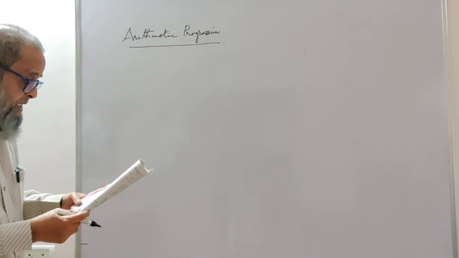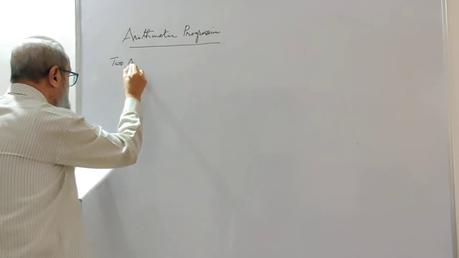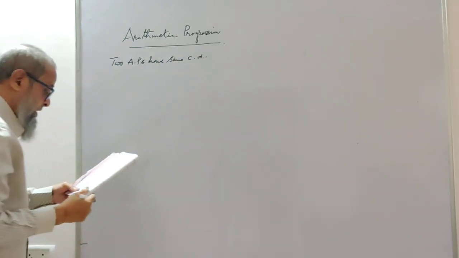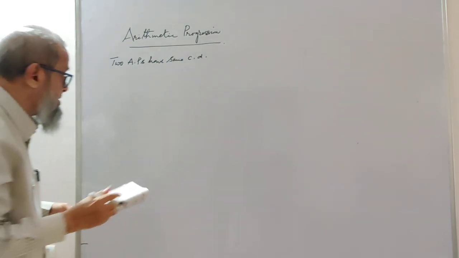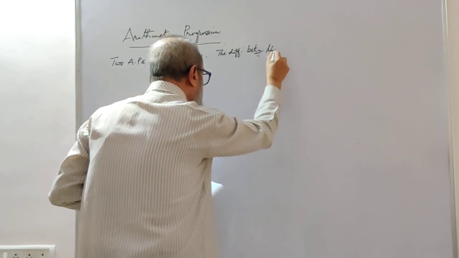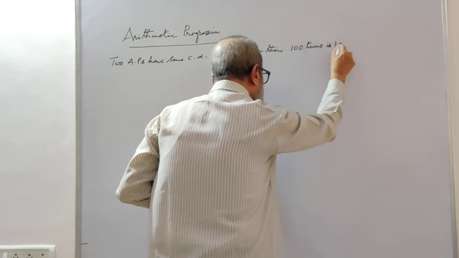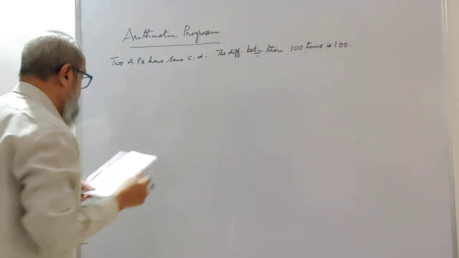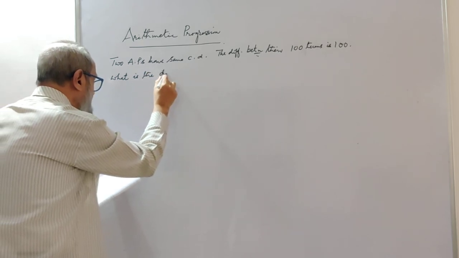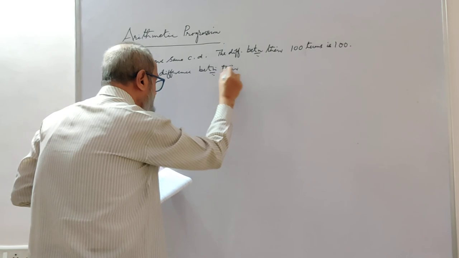Now I'll take up one more. Two APs have the same common difference. Two arithmetic progressions have the same common difference, CD. The difference between their 100th terms is 100. What is the difference between their 1000th terms?